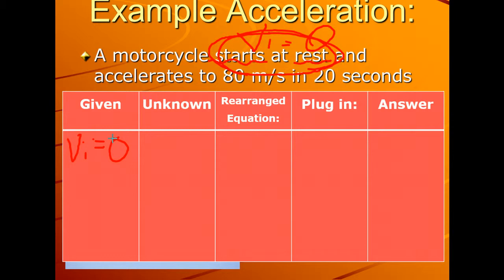And you're going to accelerate to. That means you're going to end up going this fast. Your final velocity is 80 meters per second. And then your time is 20 seconds. Okay.